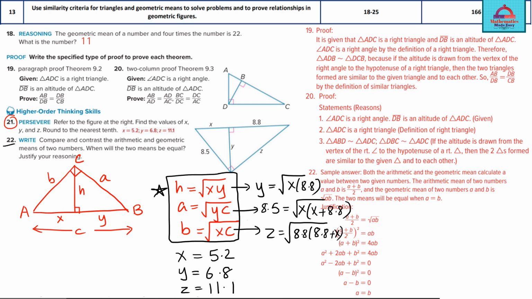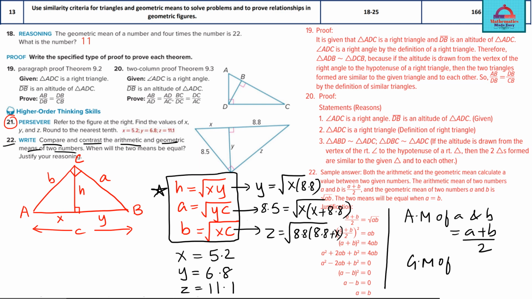For 22, there's a sample answer provided. You just have to compare and contrast. Compare means what are the similarities, what are the differences between arithmetic and geometric mean of two numbers. So I would like you to recall here that arithmetic mean of two numbers a and b is given by the formula a plus b, add them, divide by 2. Whereas geometric mean of a and b, you already know, is the formula square root of ab. So you just have to compare them.